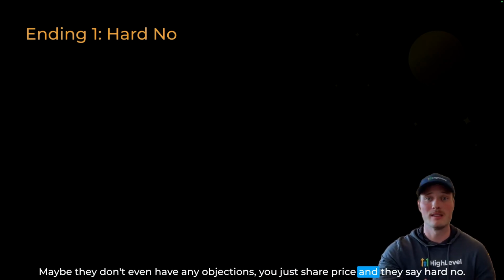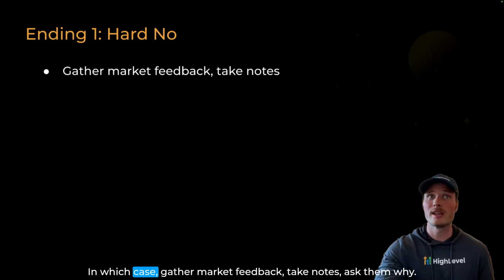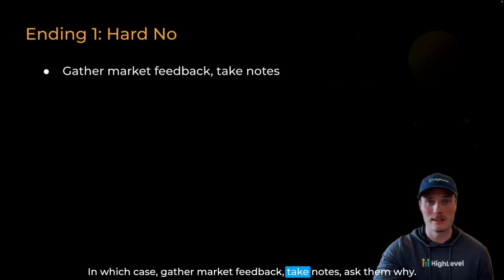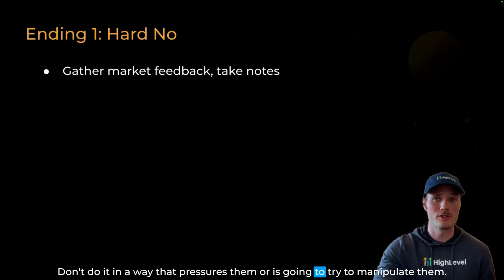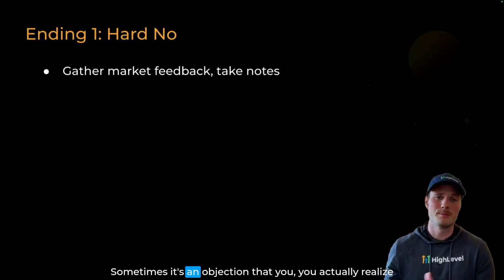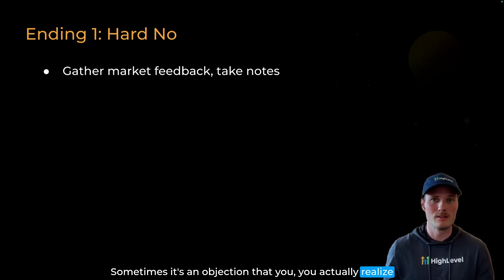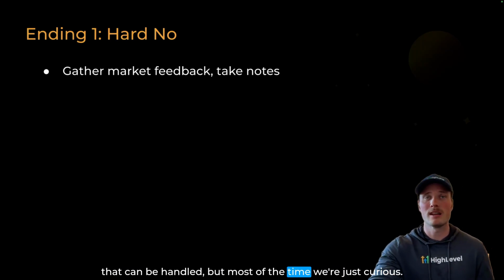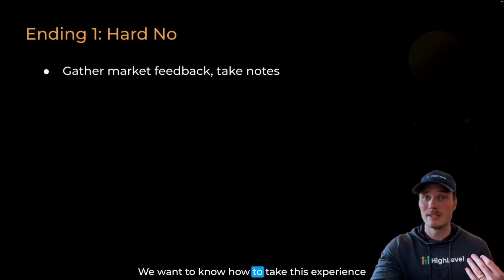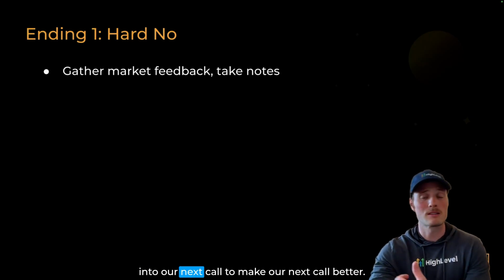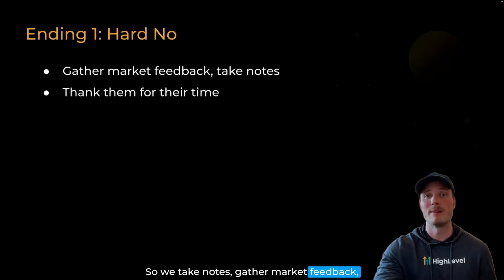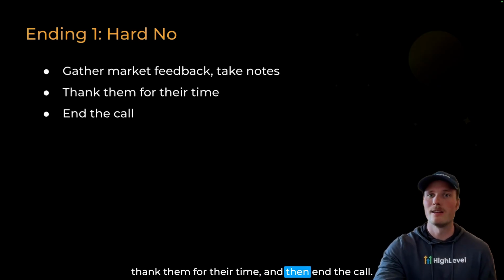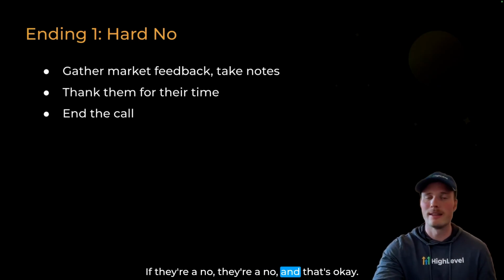You just share price and they say hard no. In which case, gather market feedback, take notes, ask them why. Don't do it in a way that pressures them or is going to try to manipulate them. Sometimes it's an objection that you actually realize can be handled, but most of the time we're just curious. We want to know how to take this experience into our next call to make our next call better. So we take notes, gather market feedback, thank them for their time, and then end the call. If they're a no, they're a no, and that's okay.